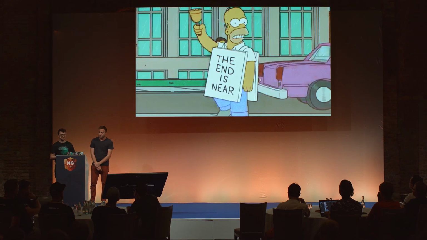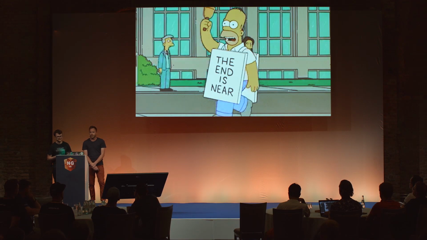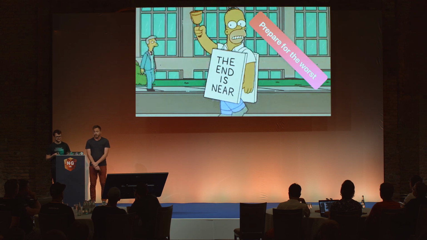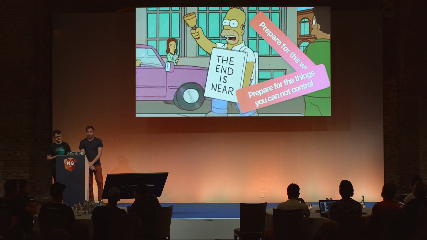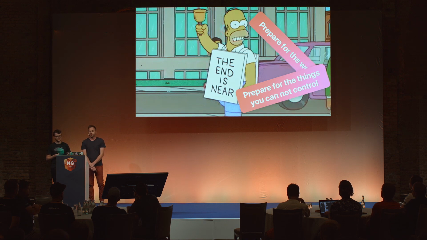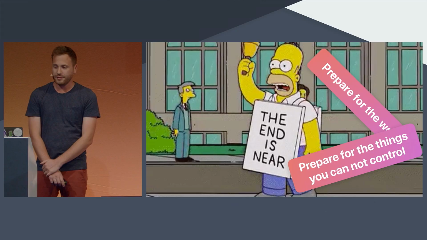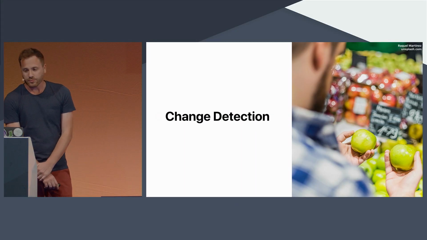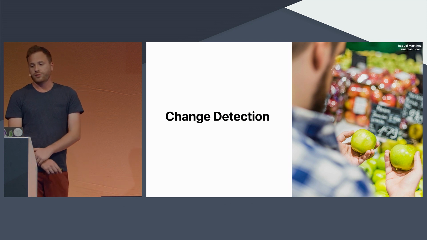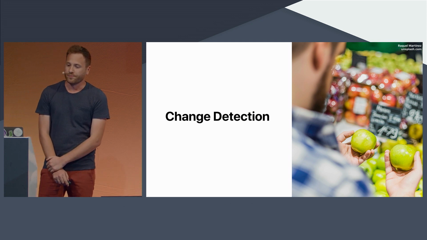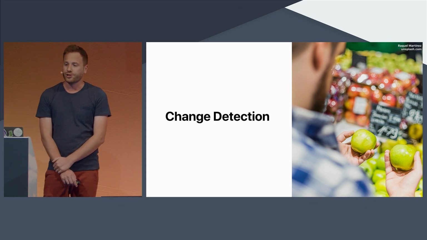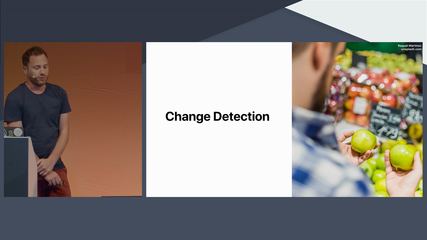This is kind of a story I have to tell. When you build a component library, prepare for the worst. Or let's say it in other words, prepare for the things you cannot control. What do you mean by that? Let me explain by looking at change detection. As you might know, change detection is one of the core concepts that drives Angular. It tracks changes of the state of a component and tells the render engine to make those changes visible to the browser.